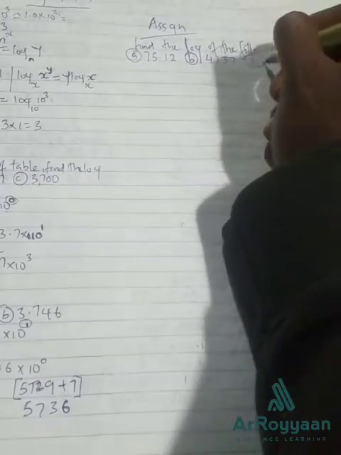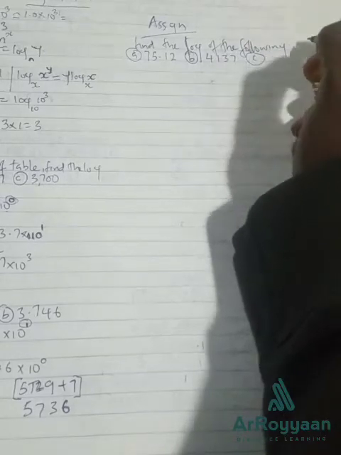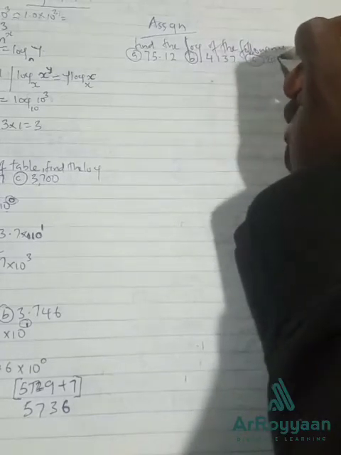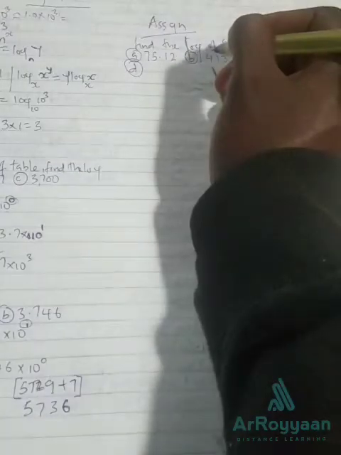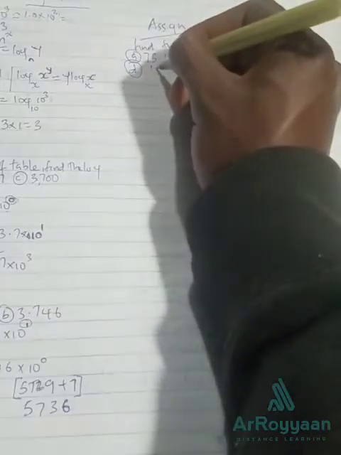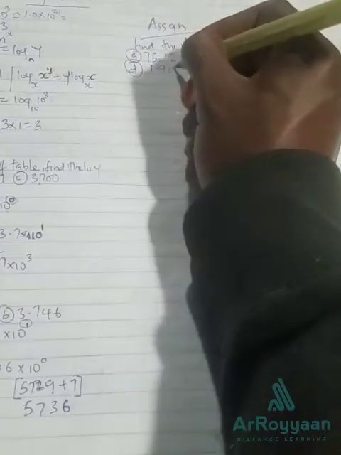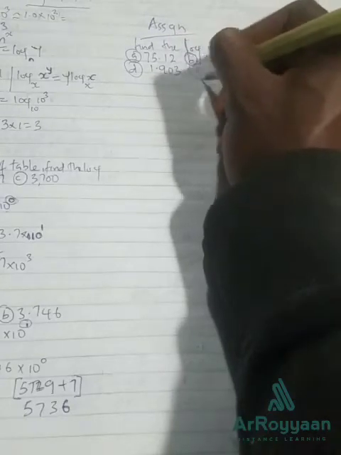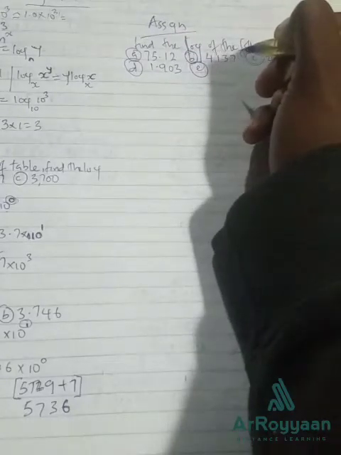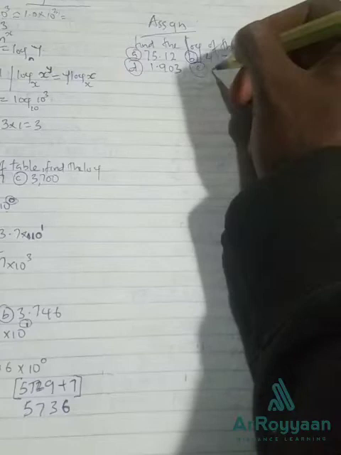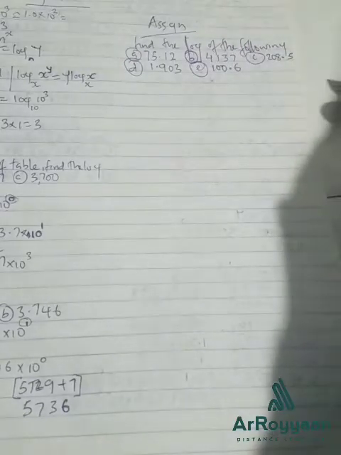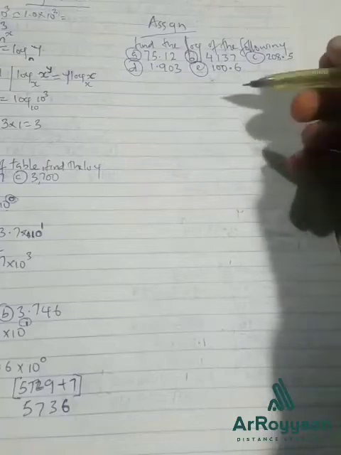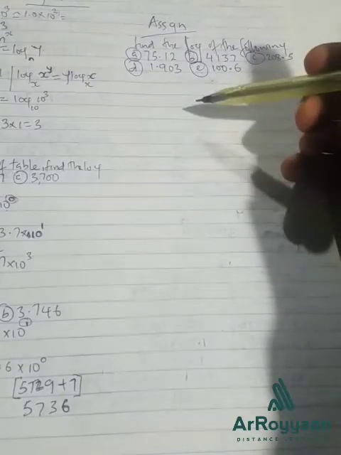B we have 4137, C we have 208.5, D we have 1.903, E we have 100.6. So we are looking at this. I hope it should be clear to solve it.